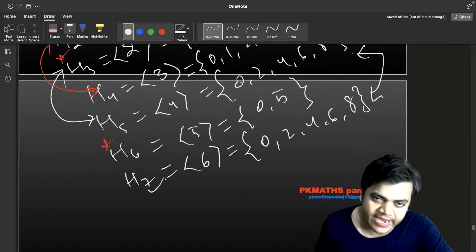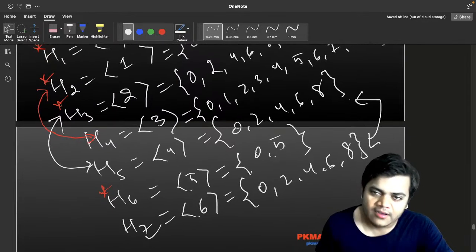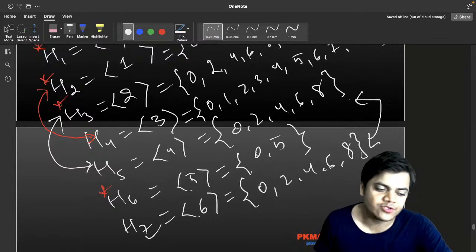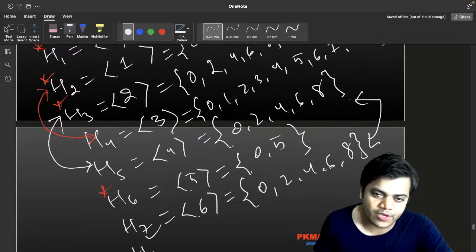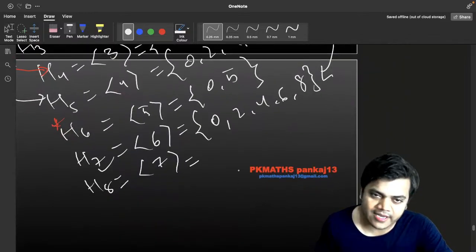Now if you write H7, then it is certainly repeated, because it is the same as generated by 4, the same as generated by 2. So once again, if you are going to generate the subgroup with the help of 7, then what are you going to get? Once again it will be Z10 itself.